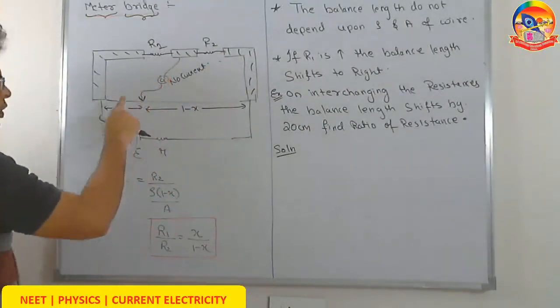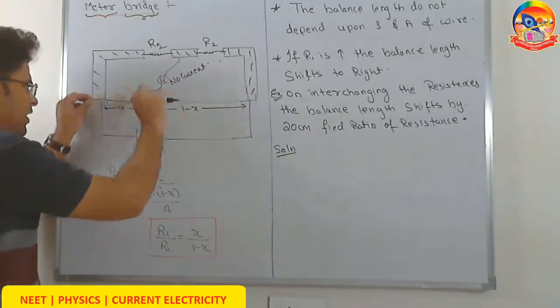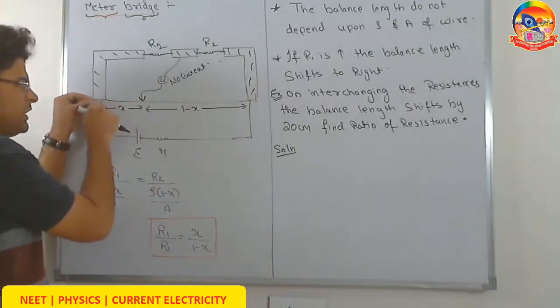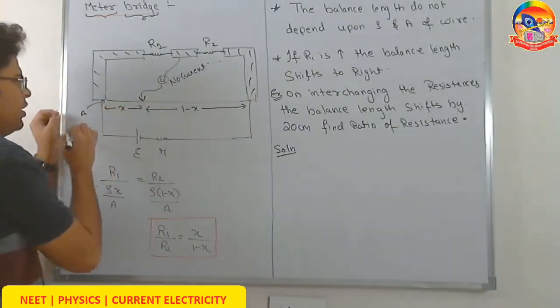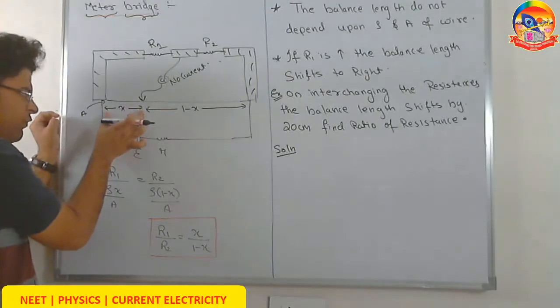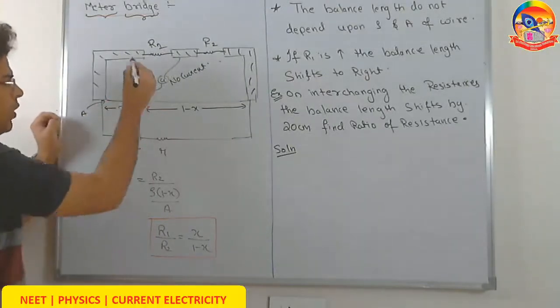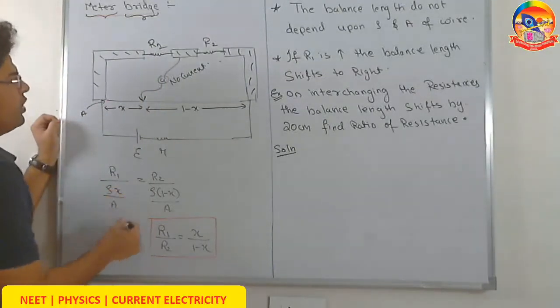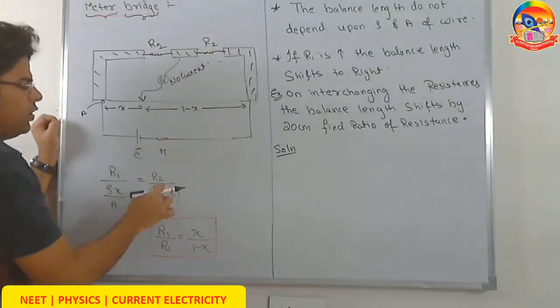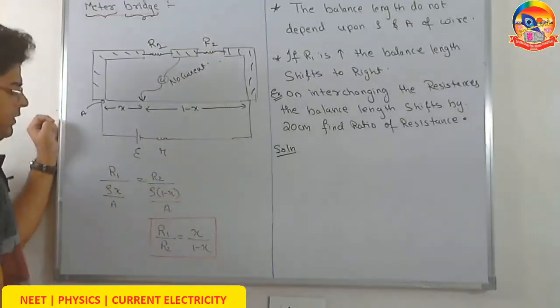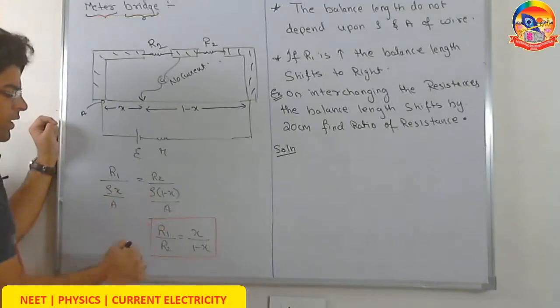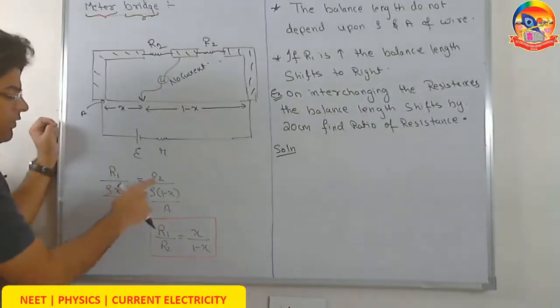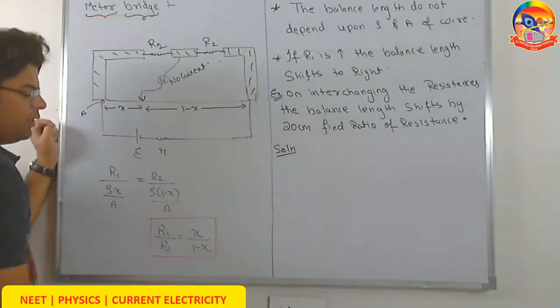So, R1 upon resistance of this wire. Now, let's say this wire has got resistivity rho and cross-sectional area A. So, the resistance of length x of wire will be rho x by A. So, R1 upon rho x by A equals R2 upon rho into (1 minus x) by A. Here you can cancel out rho by A. So, you get R1 by R2 equals x upon (1 minus x).